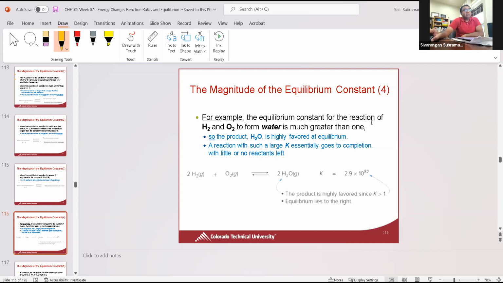The equilibrium constant for the reaction of hydrogen and oxygen to form water. So the reaction is 2 times hydrogen plus oxygen, and the balanced chemical equation gives you 2 times H2O. So the K value in this case is given to be 2.9 times 10 to the power 82. I'm going to say that 10 to the power 82 is significantly greater than 1. Do you agree?